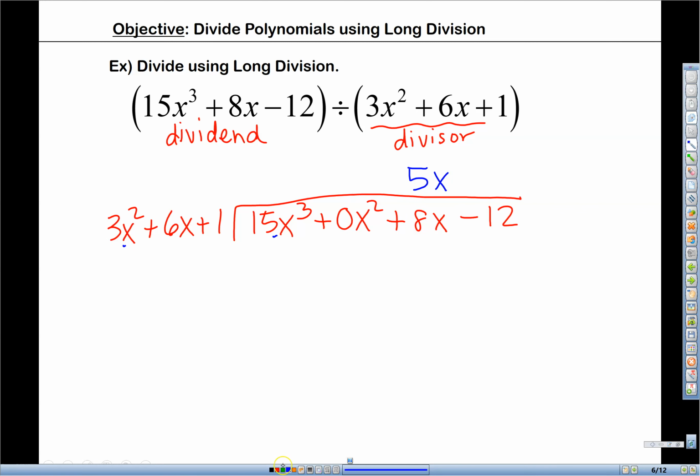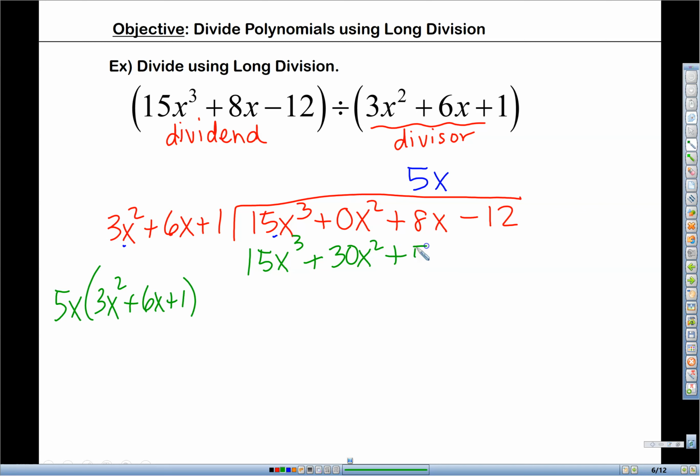So now we're to the multiply step. We're going to take the 5x in our quotient and distribute it to our divisor, which is this trinomial. And those 3 terms we're going to line up with the like terms in the dividend. So we're going to get our 15x cubed, which matches like it should. These two should be exactly the same right now, because when we subtract them, they will become 0. And then we get plus 30x squared, and then we get plus 5x. So now we're to that subtraction step.